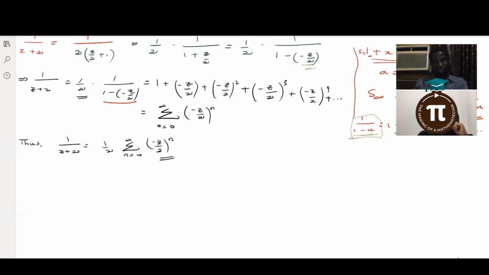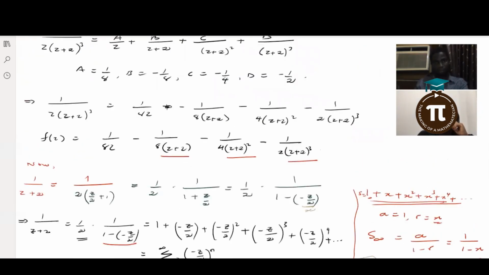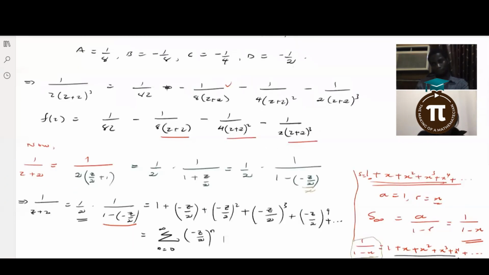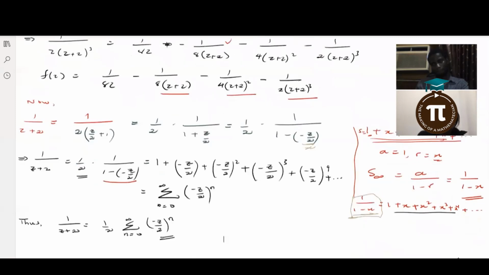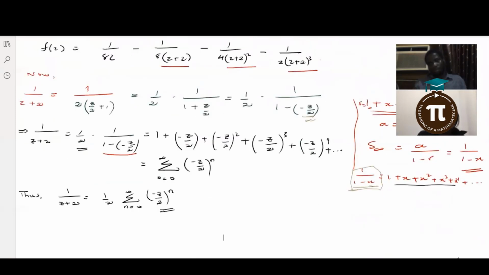So, question. Sorry. So basically, the sum of one over one minus x is always going to be the summation from n equals 0 up until infinity of x to the power of n or minus x. But is it going to be x or minus x?